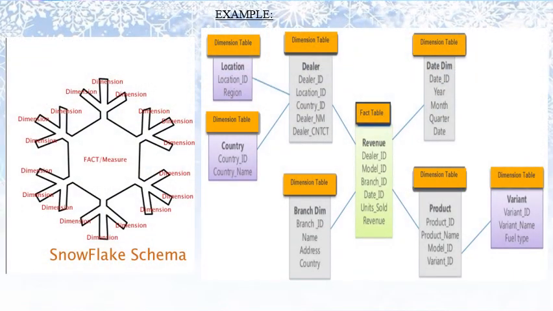This is the basic structure for Snowflake schema. In the center, we have a fact table as in a star schema. From that fact table, we have a lot of dimensional tables. This is the common difference between star schema and Snowflake schema. For example, in the fact table, we have revenue. In the dimensional tables, we have dealer, product, date dimension, and branch dimension. As sub-dimensional tables, we have location and country divided from dealer, and variant divided from the product. This is all about Snowflake schema and star schema.